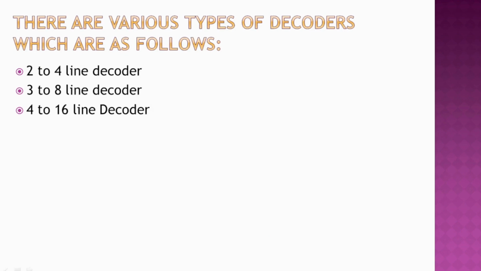Usually, the decoder is classified similar to encoder: 2 by 4 line decoder, 3 by 8 decoder, and 4 by 16 decoder. Here in 2 to 4 you will have 2 inputs and 4 outputs. In 3 to 8 decoder, you will have 3 inputs and 8 outputs. In 4 to 16 decoder, you will have 4 inputs and 16 outputs.